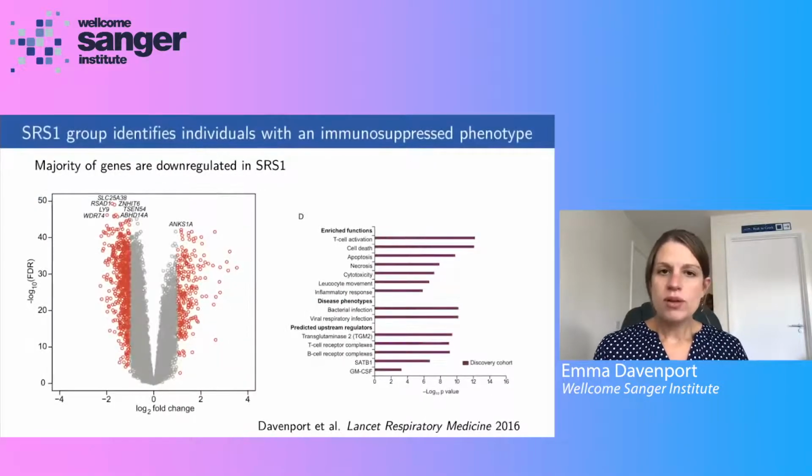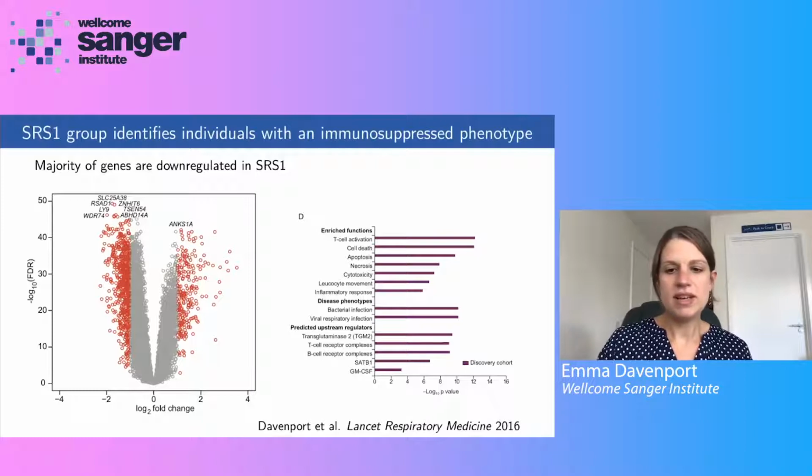We started exploring what was different between these 2 groups, and so we initially looked at differential gene expression. Having looked at all of the probes across the genome, we found around 3,000 were differentially expressed between SRS1 and SRS2, with the majority being downregulated in SRS1. To explore a little bit more about what these 2 groups are potentially representing, we conducted pathway enrichment. And from the pathways and the disease phenotypes and the regulators that we identified as being enriched, this highlighted that this SRS1 group is identifying individuals with an immunosuppressed phenotype.